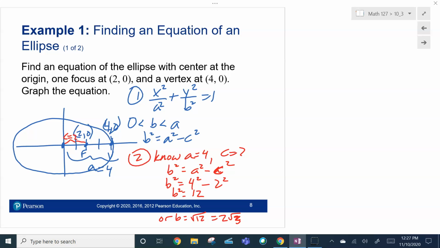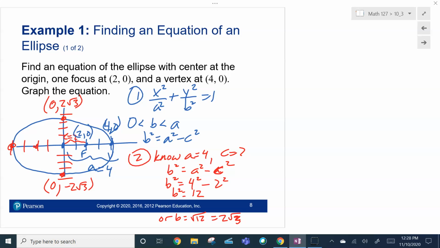The square root of 12 is between 3 and 4, right? The square root of 9 is 3, the square root of 16 is 4, so it's about 3.5. So there's where the point is for my co-vertex: (0, square root of 12), or (0, 2 root 3). And this other one is (0, negative 2 root 3). We know my other focus is at (negative 2, 0), and the other vertex is (negative 4, 0).